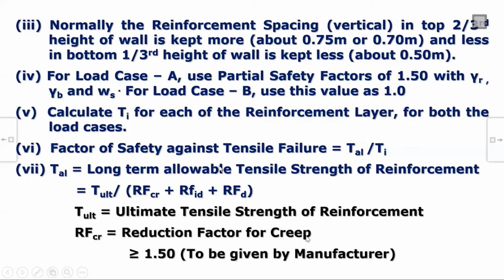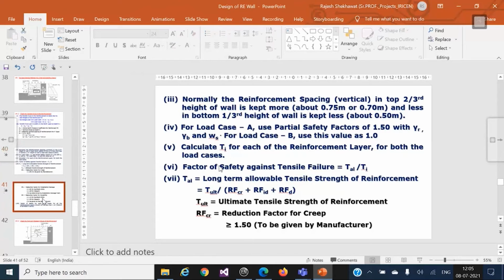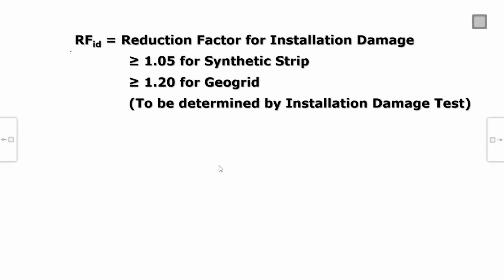Next reduction factor is called reduction factor for installation damage. Means during installation you will handle it, a roller will run over that, so there will be some damage. So for synthetic strips you use 1.5 or more than that, or for geogrid, it can be grid, geogrid or synthetic strip. In geosynthetics, for them it is minimum 1.2, and this is to be determined by doing an installation damage test.